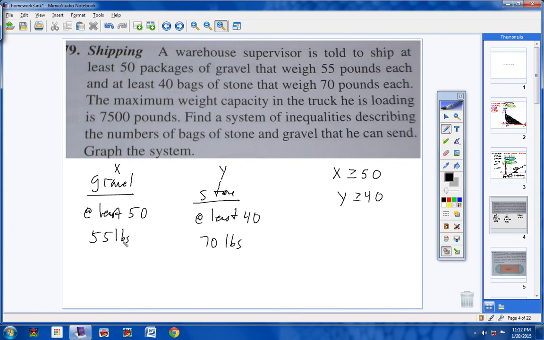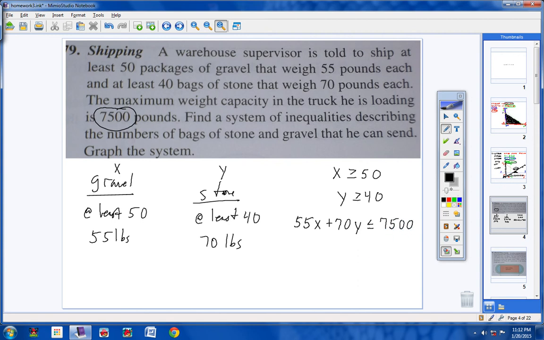Now, for the pounds here, each X would get multiplied by 55 because each bag weighs 55 pounds, and each Y would get multiplied by 70 because each Y bag weighs 70. When you add up all of this weight, it had better be less than or equal to 7,500 pounds, because that's all that the truck can handle.